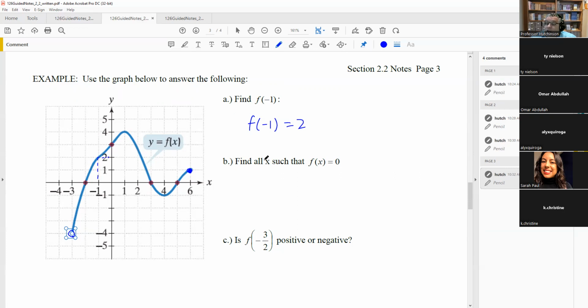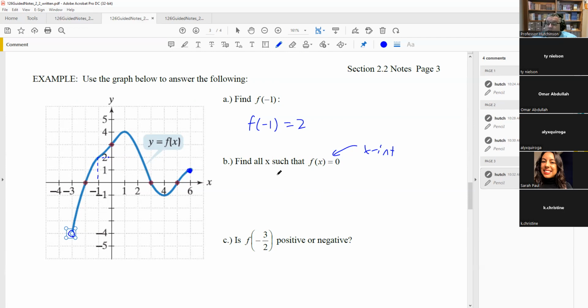Next, find all x such that f of x equals 0. So where the y value equals 0, that's another thing. Basically, wherever it crosses the x-axis, that's essentially what this is saying. So when it says f of x equals 0, this actually means x-intercepts. Remember when we talked about x-intercepts before? For x-intercepts, you put a 0 in for y and solve for x. So the y is 0 here, and you're just finding the x values.